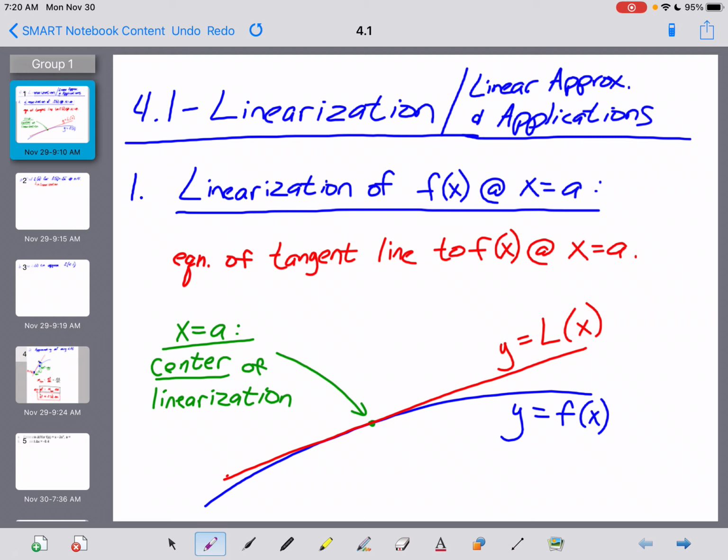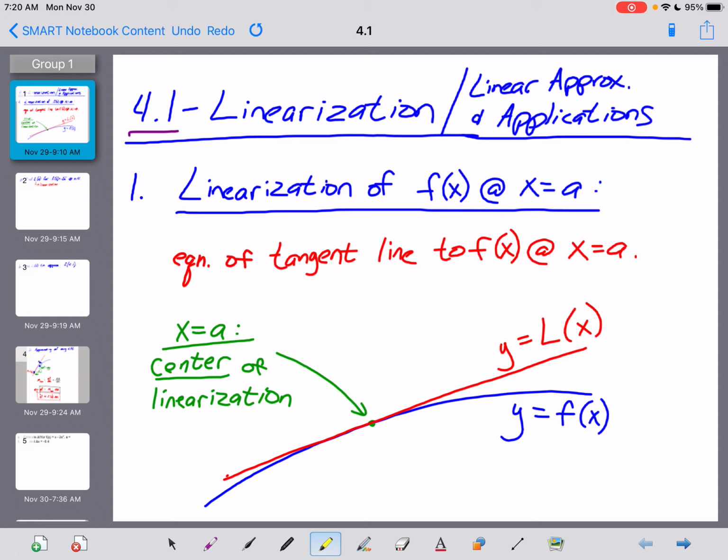Now that we've learned how to take the derivative of every function that we're going to have to know, now we're going to talk about what it is we can do with that derivative. And the first thing we cover in 4.1 really isn't too bad of a section here. It's called linearization, and actually the fuller title right here is linear approximation and applications.